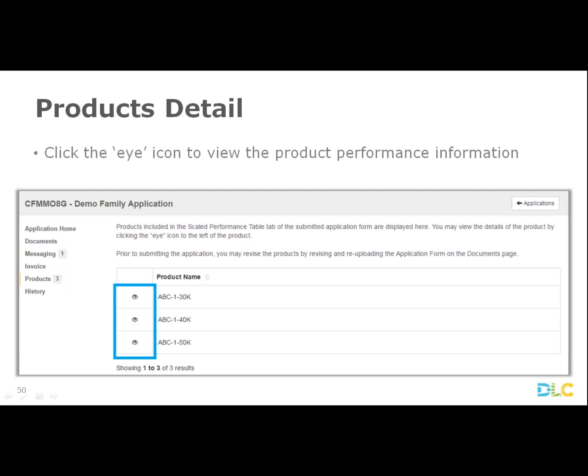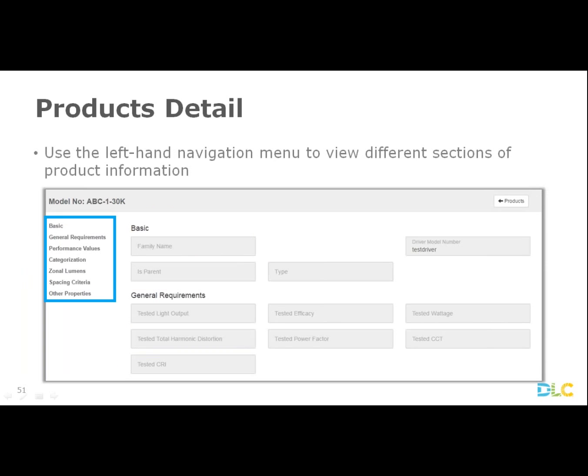You have the ability to take a look at each of these products. If you click the eye icon, you'll be able to look at the current setting for that product. You'll be able to look at rated data. Once the DLC reviewer has entered and tested data during a comprehensive review, or after their comprehensive review, tested data will appear in this Products tab. So if you were to click one of those eye icons, here's what you would see. And once you click into those, you'll have the ability to look at a bunch of different sections on the left-hand side: rated values, performance values, categorization, etc.